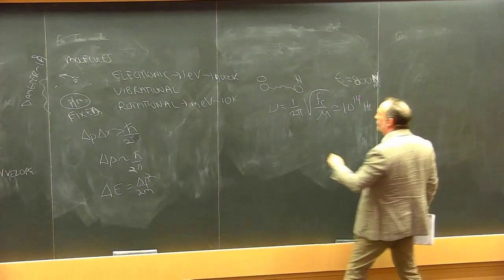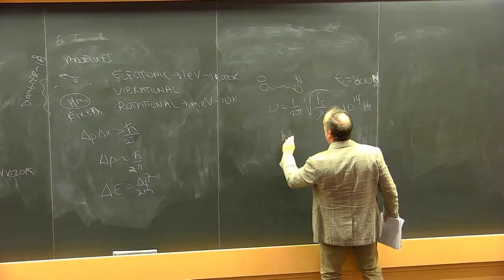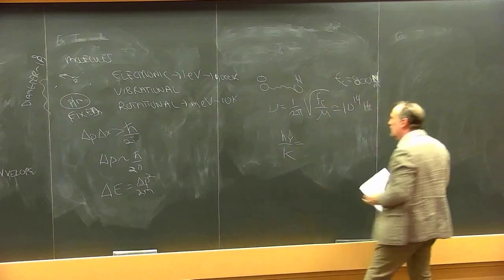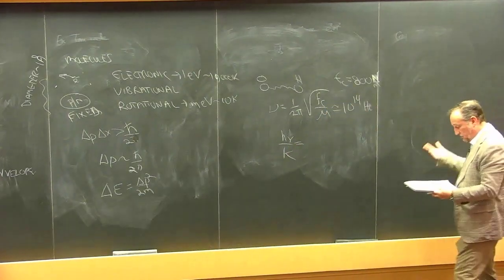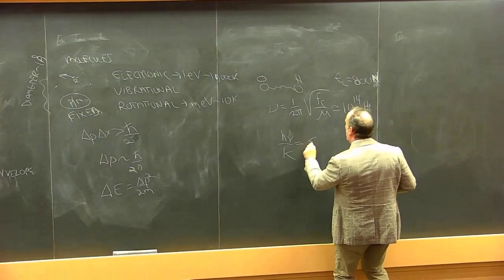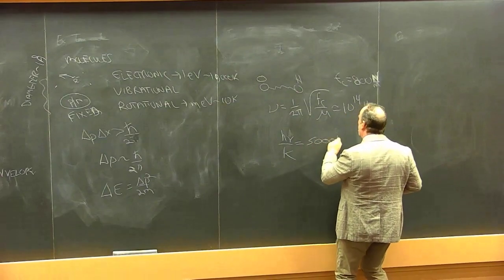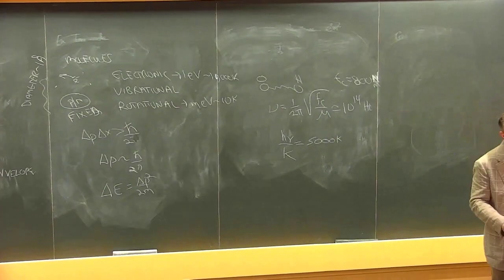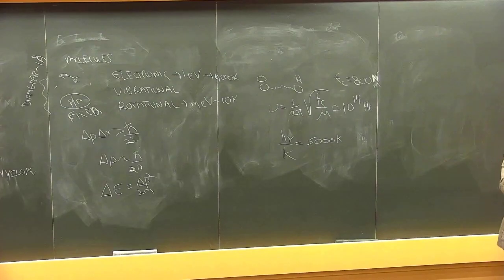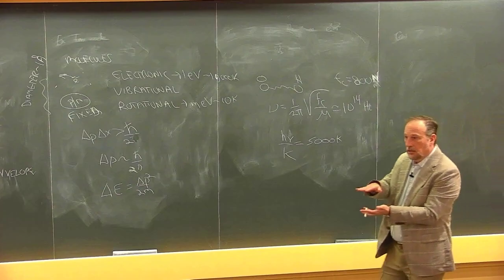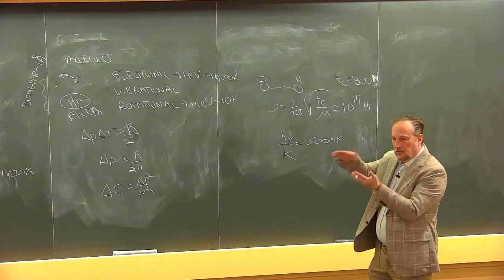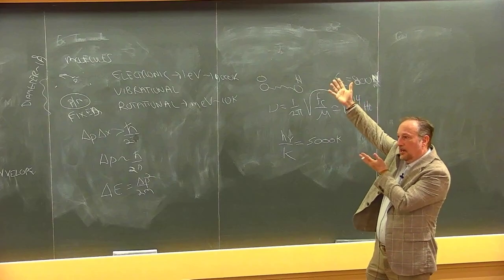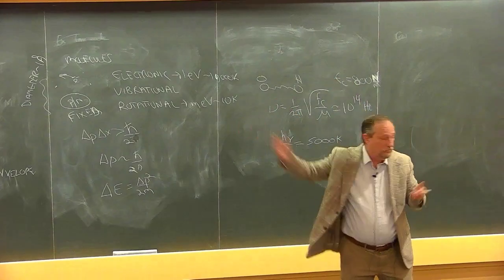And then if I do my h nu over k, energy, putting it in temperature terms, it's of order 5,000 Kelvin. So there you go. The rotational states probe the really cold stuff. Vibrational states probe the warm stuff. And the electronic states probe the hot stuff. Okay.